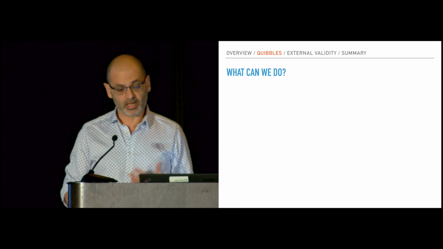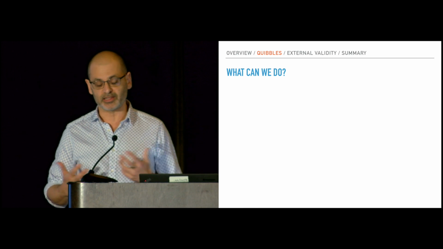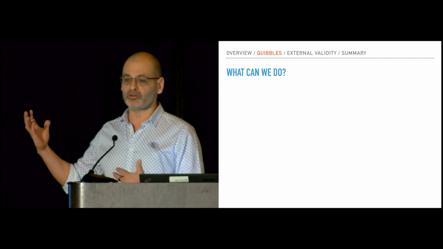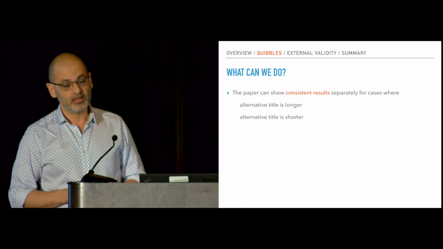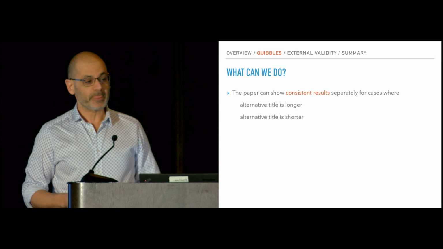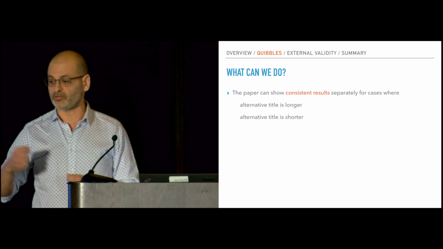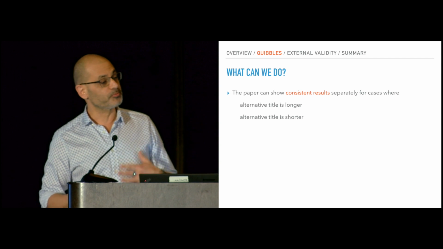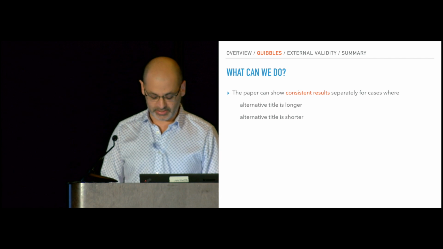Now, this can be addressed. Here's a simple way the paper can address that. I was surprised that, while there were a lot of results in the paper, there wasn't one summary statistic table or something that I could look at to get at that. What you can do is show that there are consistent results when you run separate regressions where the alternative title is longer versus shorter. If it is, it's not going to be perfect, but it'd be a nice way of addressing that.